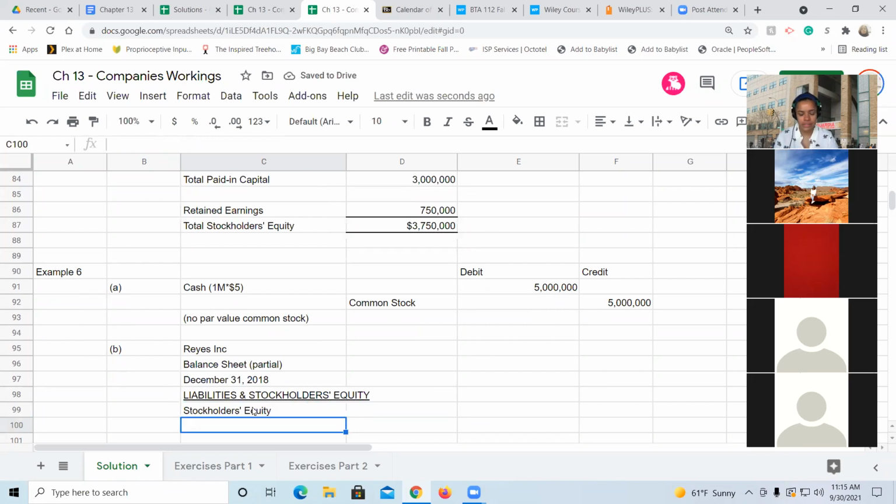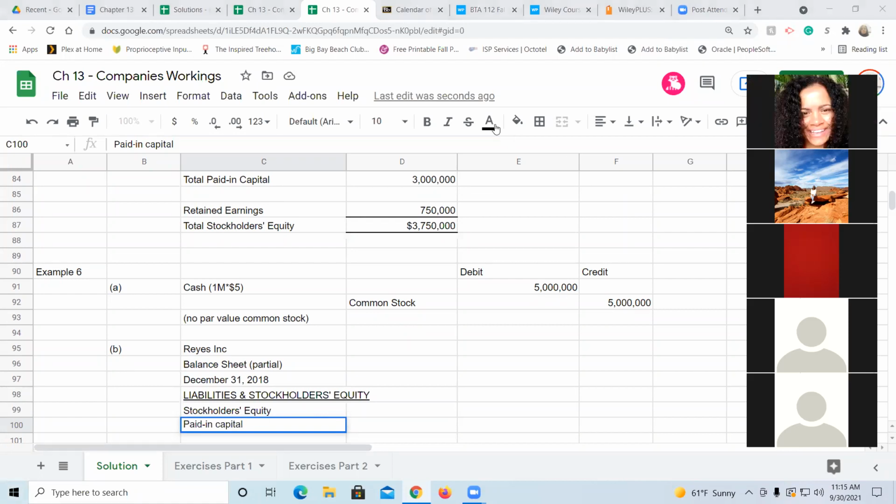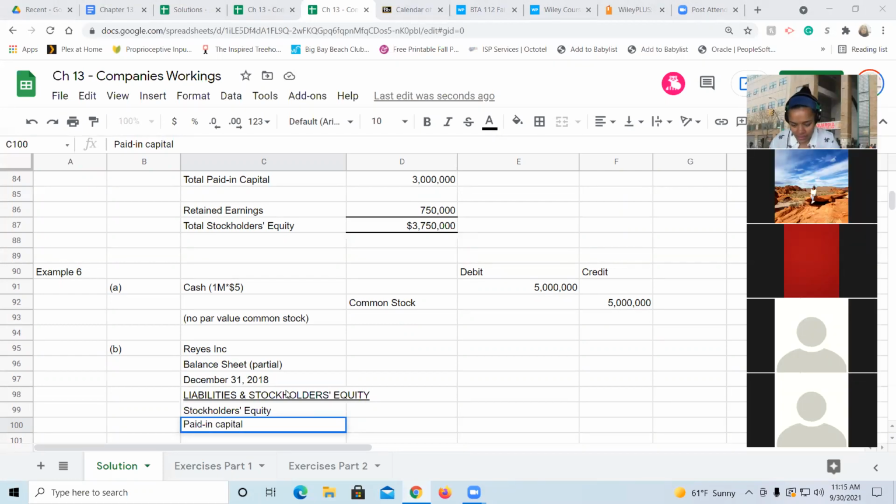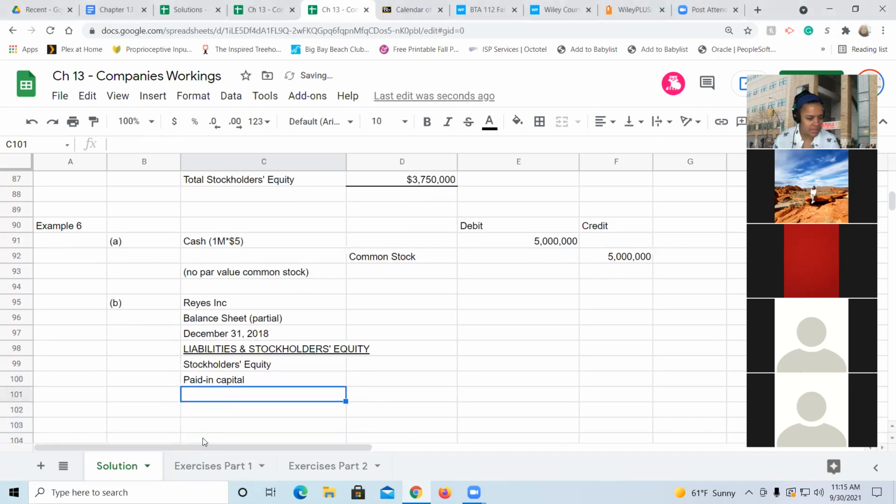And now we're just going to show again that it's paid in capital. Just bear with me. I have a runny nose today, so I have to just wipe my nose. Sorry about that.